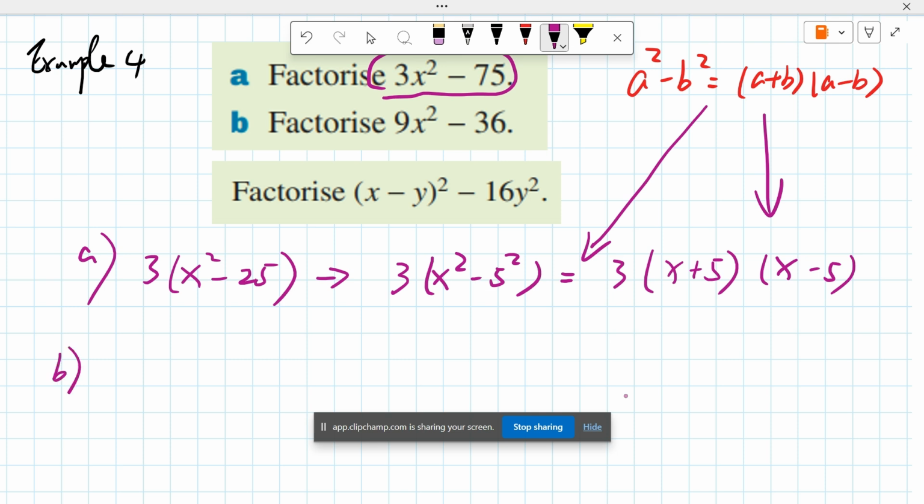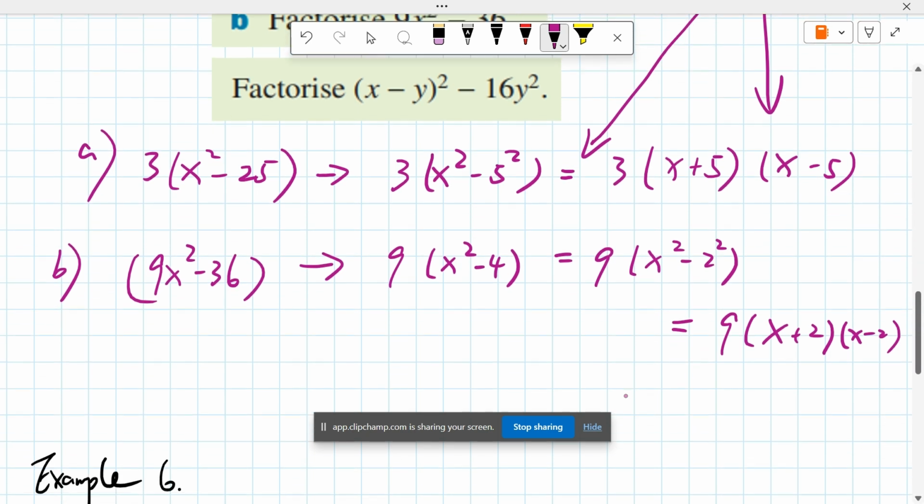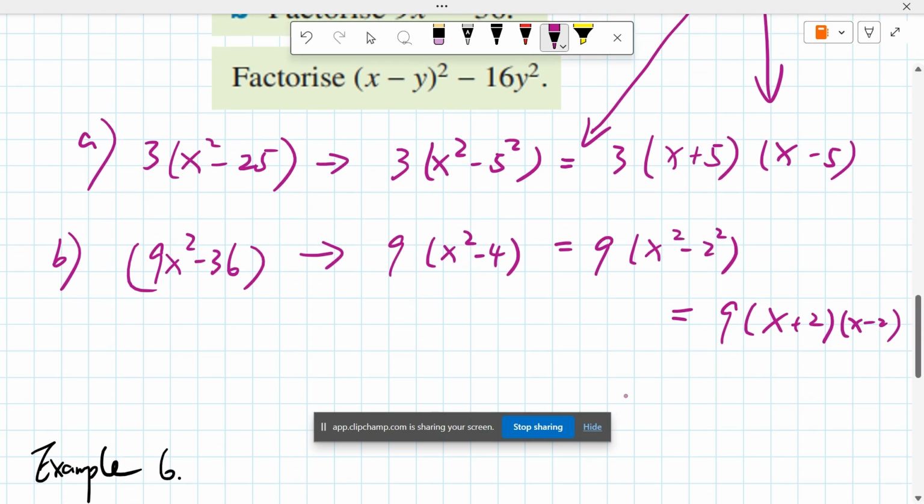Alright, question B. 9x squared minus 36. Look, the common factor is 9, so x squared minus 4. And then that will be 9 bracket x squared minus 2 squared. So that will be equal to 9 bracket x plus 2, x minus 2. If you get used to it, you don't have to write down the 2 squared anymore, so you can just go straight to the answer.